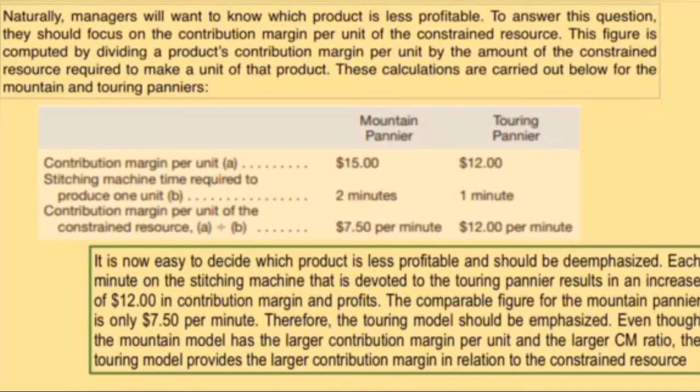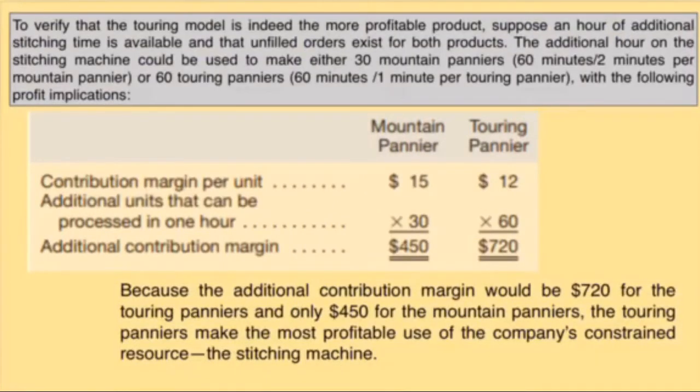Even though the mountain model has the larger contribution margin per unit and a larger CM ratio, the touring model provides the larger contribution margin in relation to the constrained resource. To verify the touring model is indeed the more profitable product, suppose an hour of additional stitching time is available and that unfilled orders exist for both products. The additional hour on the stitching machine could be used to make either 30 mountain panniers, so 60 minutes divided by 2 minutes per mountain pannier, or 60 touring panniers, 60 minutes divided by 1 minute per touring pannier.